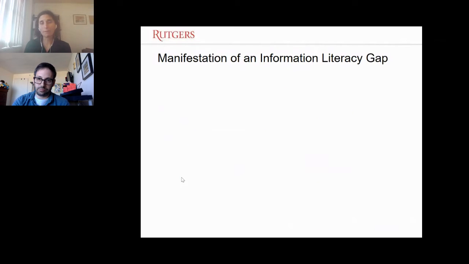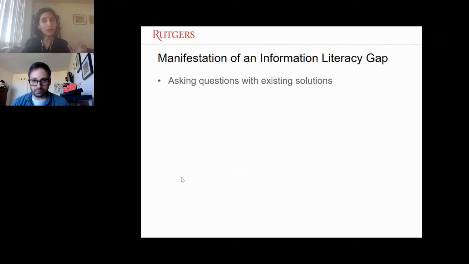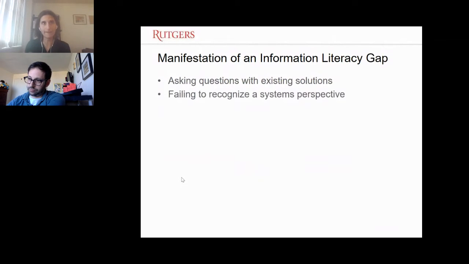And so we're now going to talk about how we've seen this information literacy gap manifested in our students in our courses. A few examples of this gap: students ask questions for which there are existing solutions. Part of this has to do with not understanding the context of sources. If people find one-off sources, they'll often not understand the larger disciplinary or research conversation that it's a part of. So they'll jump in without understanding the broader context and where the literature is.